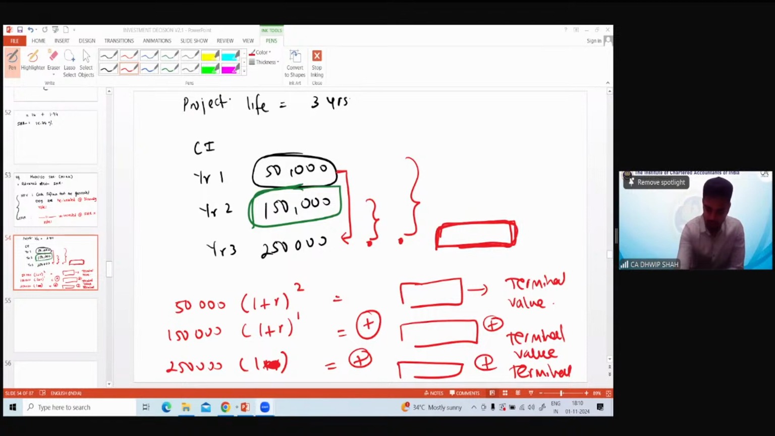It will be at the end of the project value only. See, 50,000. Can I say I will invest for another 2 years? So can I say the present value is 50,000? I will invest for another 2 years. So can I say this will be my cash inflow at the end of year 3? Similarly, 150 of cash inflow generated at the end of year 2 will be reinvested for one more year. So can I say this amount again will be cash inflow at the end of year 3? And 250 is already at the end of year 3. Are you getting this?